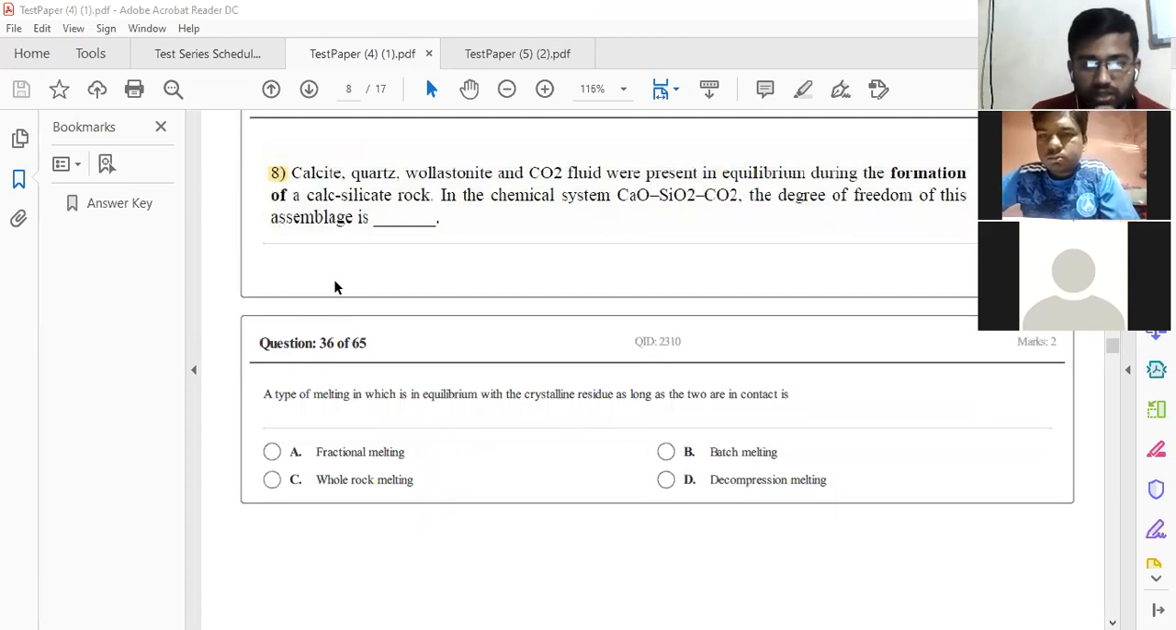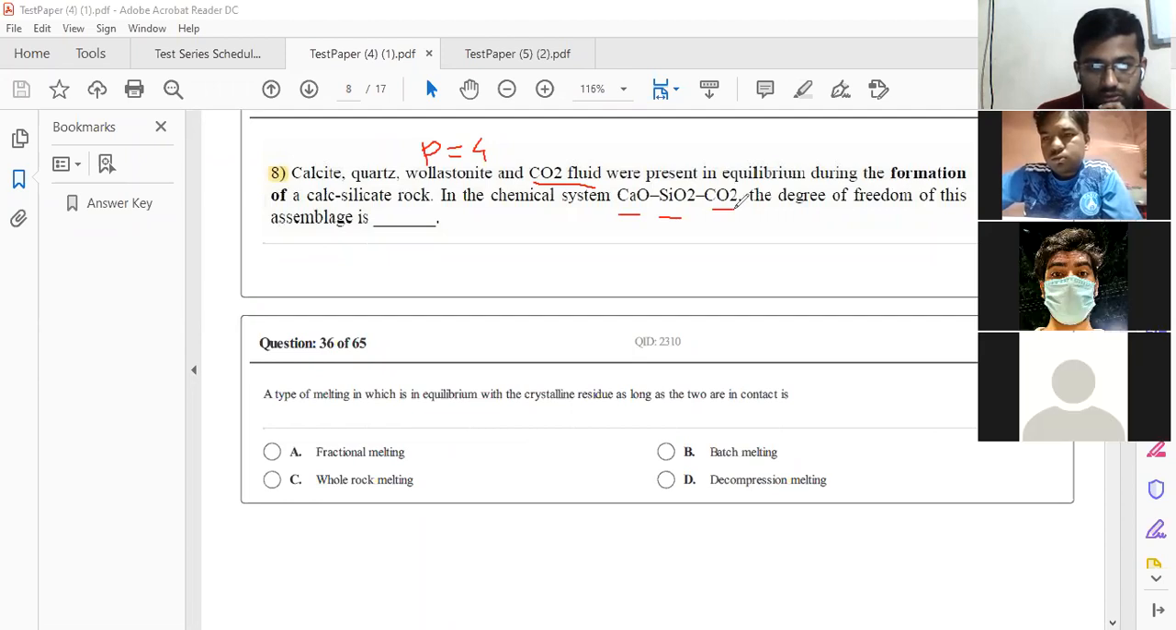Now, calcite, quartz, wollastonite and CO2. Okay, 1, 2, 3, 4. CO2 fluid, okay, it counts as one, not separate. 1, 2, 3, 4. So number of phases is 4. Then CaO, SiO2, CO2. Okay, so number of components, your oxides, means 3 components.